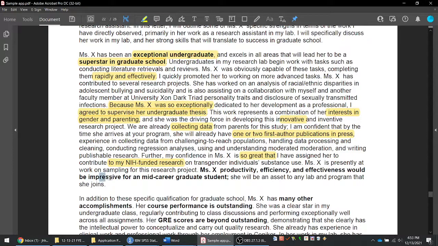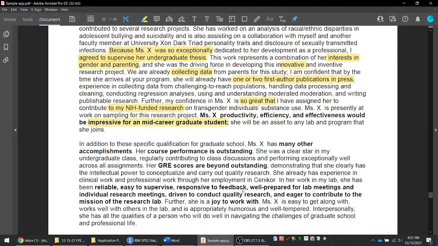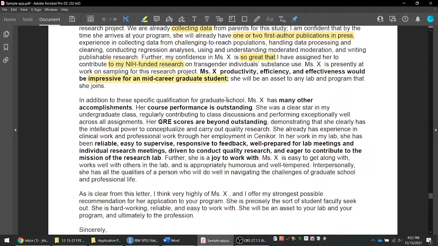"Product and fit would be impressive for a mid-career graduate student." Okay, yeah, we love to see that, when someone at an applicant level is being compared to someone who's already a grad student. That's exactly what we want to see. We want to bring in applicants who are already functioning, speaking, researching and clinicalizing like current graduate students, right? That fills us with confidence. "Asset to any lab that she joins." Nice. There are many other accomplishments, so he's kind of summarizing stuff from the CV, I think.